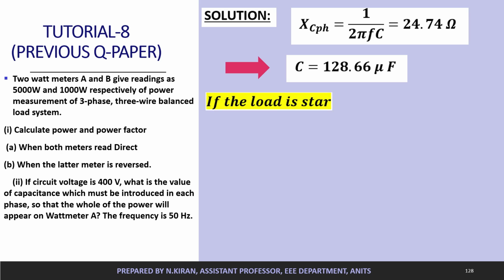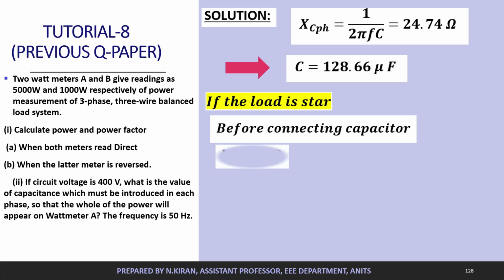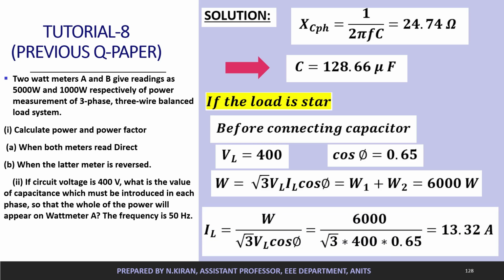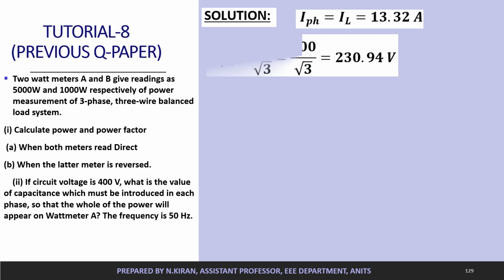Now assuming the load is star connected, before connecting the capacitor, VL is 400, cos phi is 0.65, the active power value is 6000 watts, and the line current is nothing but 13.32 amps. Since this is a star connected load, the magnitude of line current as well as phase current is same. The phase voltage is 1 by root 3 times the magnitude of line voltage. So it is obtained as 230.94 volts in this case.